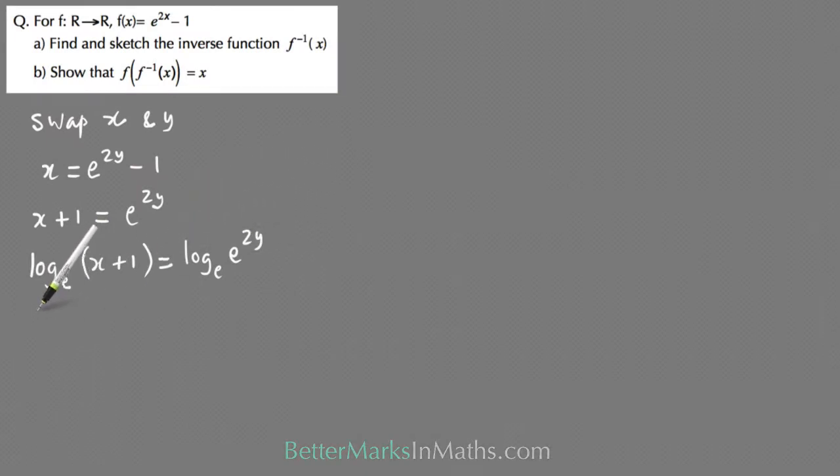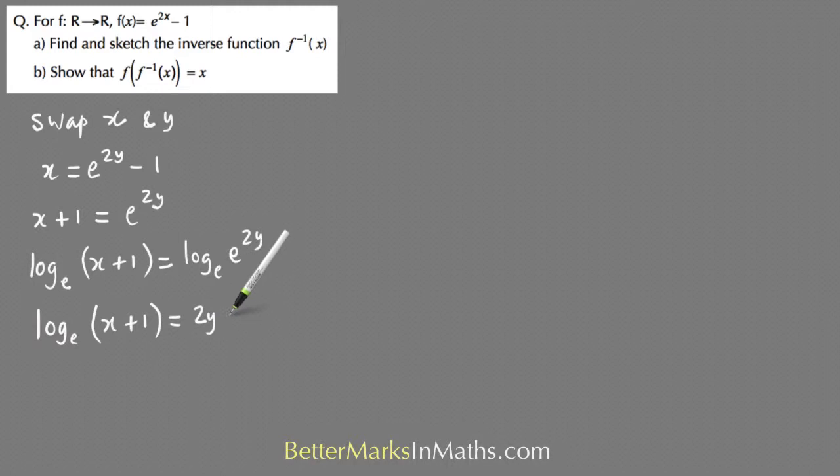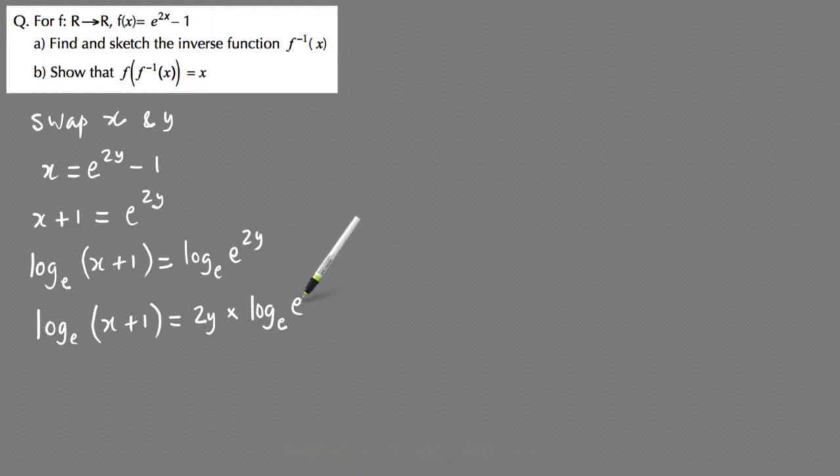So the next step is log e of x plus 1 is equal to 2y times by log to the base e of e. This equals 1. Whenever you're taking the log of something and the base here is that same something, it always equals 1. So that becomes 2y times 1, which is 2y is equal to this thing.